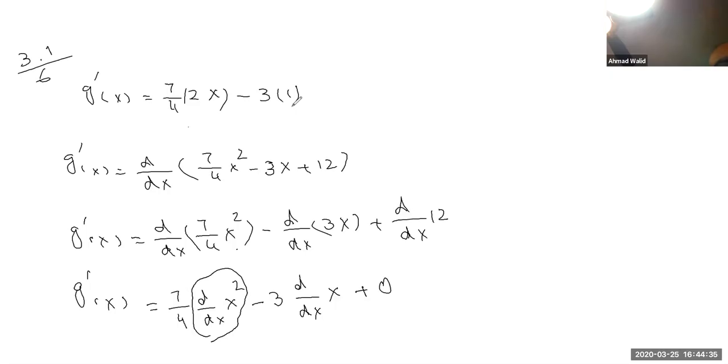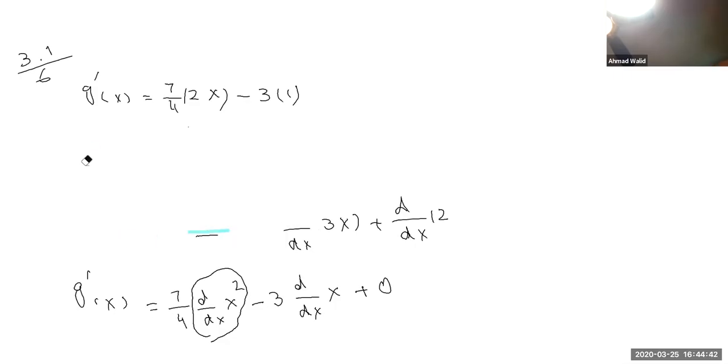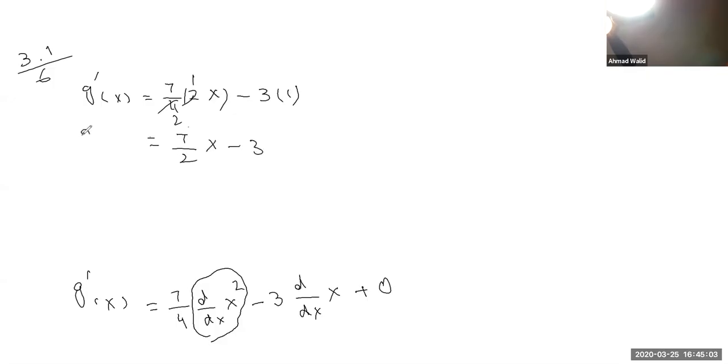Now, let's simplify a little bit. Which is equal, can I cancel this 2 with 4? 1 time, 2 times? Then my answer will be 7 over 2x minus 3 times 1, 3. This is your g prime of x, your final answer.